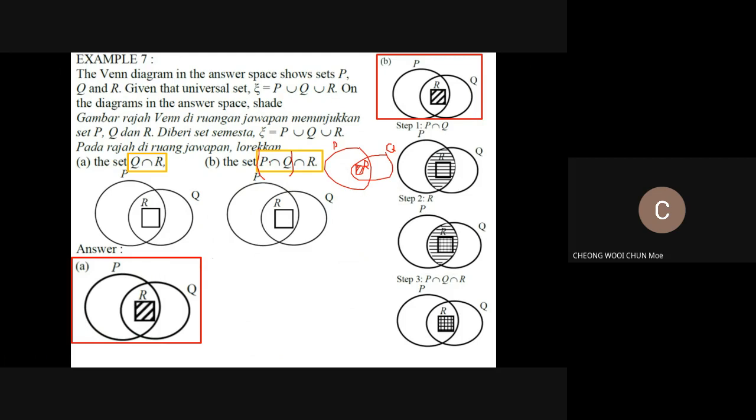So this R, this P intersect Q. These two intersect means the two must touch together. Touch together is R only. So the answer is R. You see? That's the final answer for this one. I don't draw too many lines because I want to show the difference only.